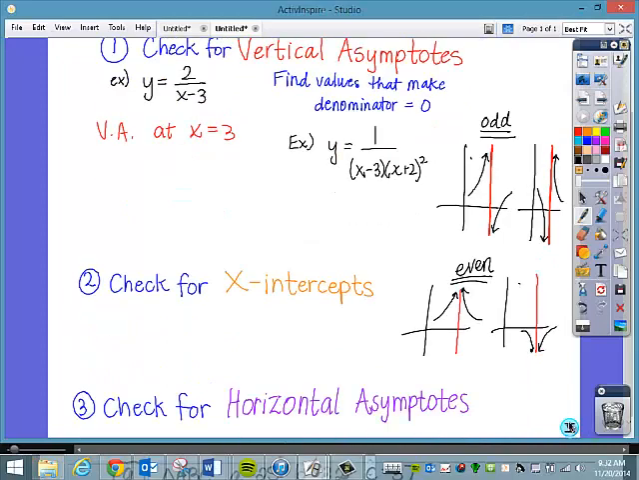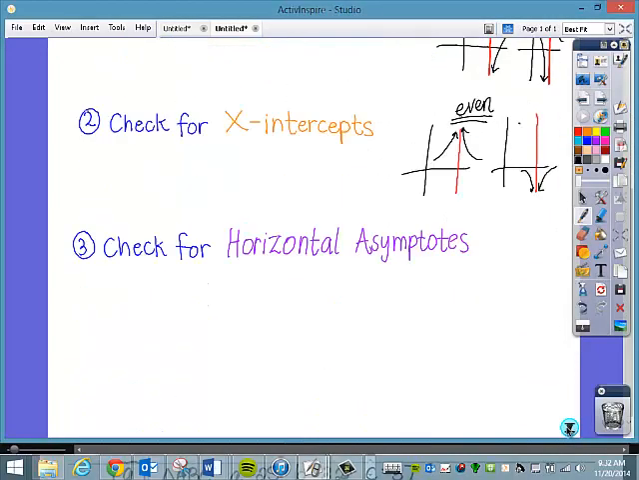All right, now we're going to talk about how to check for x-intercepts.